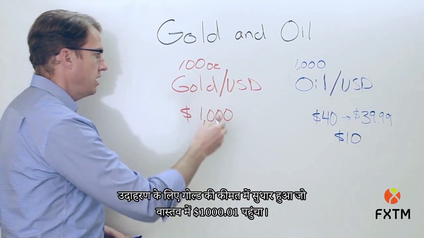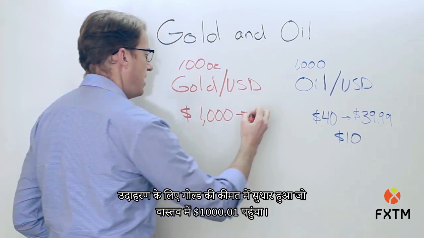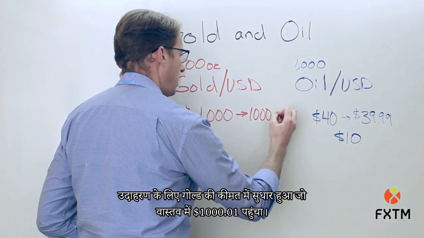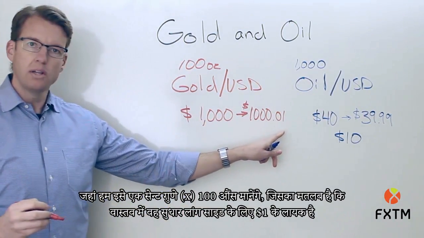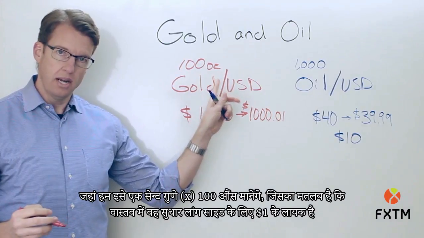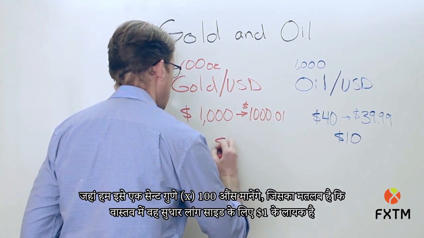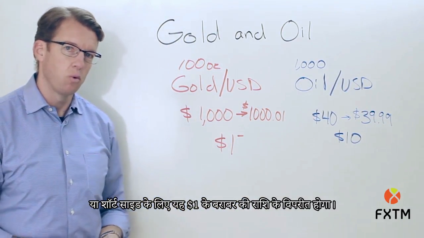Now over here, let's say, for example, that gold prices have actually improved in value to $1,000.01. So it's actually gone up a little bit. Well, we would take that 1 cent times 100 ounces. That means that improvement is worth $1 to the long side, or to the short side, it would be adverse to the tune of $1.